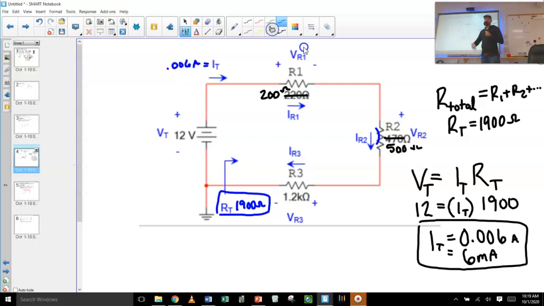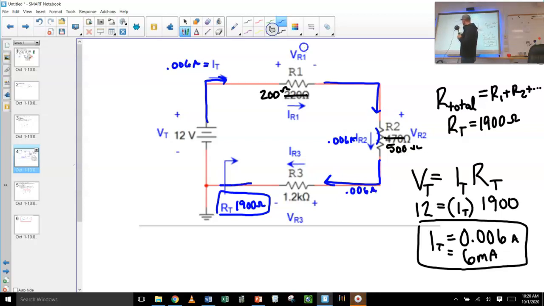And because there's only one tube for the water to be flowing, that water flowing over here is also 0.006 amps. And that water right here is 0.006 amps. The current is the same everywhere inside of a series circuit. And I can show you that.